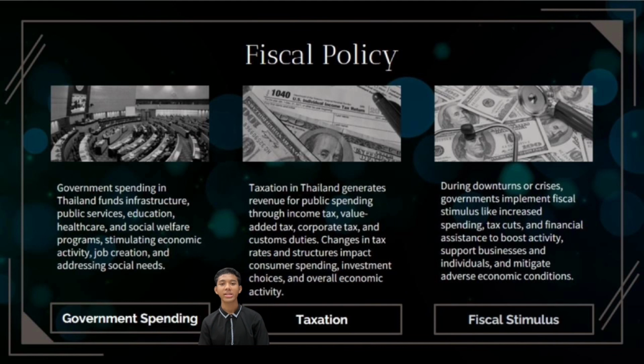The last one is fiscal stimulus. During downturns or crises, governments implement fiscal stimulus like increased spending, tax cuts, and financial assistance to boost activity, support businesses and individuals, and mitigate adverse economic conditions.